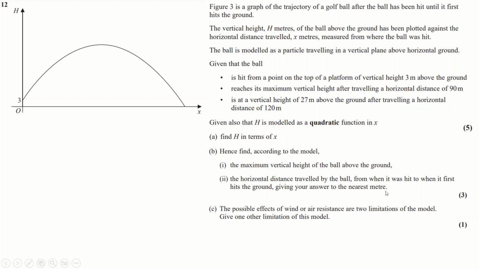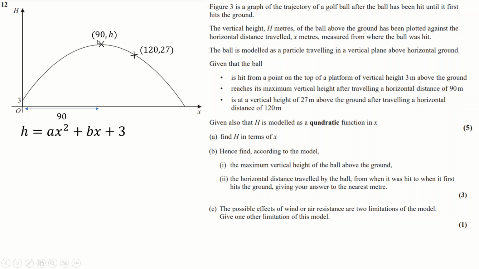So that was quite tough as well. I think we've only got a couple of questions left. We've got a quadratic modeling question here. So it says that this distance here is 90. So this point up here we can just call 90 comma y or 90 comma h. It also goes through the point 120, 27. So that's pretty cool. So we've got a quadratic function here, which they've given us. Looks a bit like this, maybe.